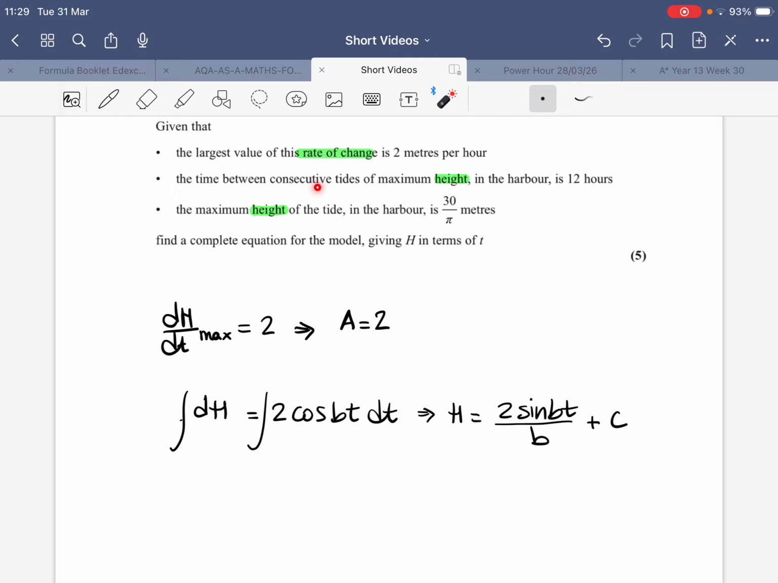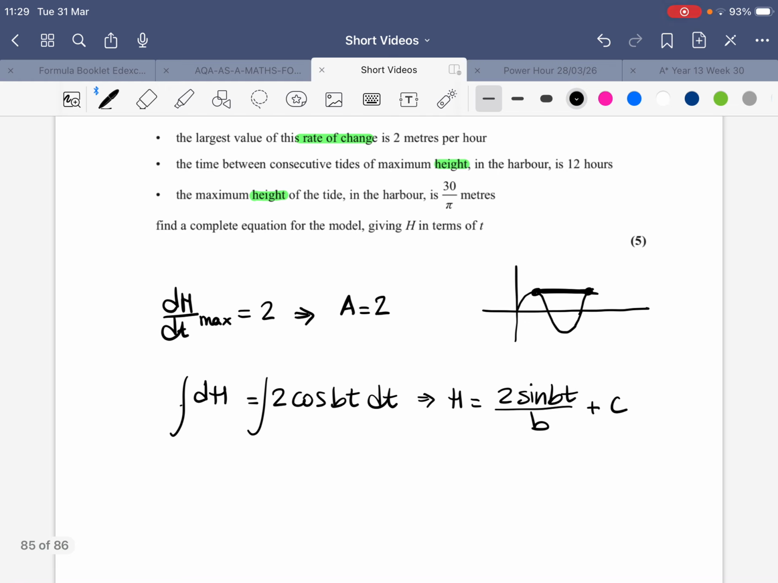When they say the time between consecutive maximum heights, remember these functions, either the cos or the sine, it doesn't matter if you look at one or the other, they are periodic. So the time between two maximum heights is going to be one period of the function. The time between two maximums or two minimums is going to be one period. The period of sine or cos, remember, is 2 pi. So this is a normal period.